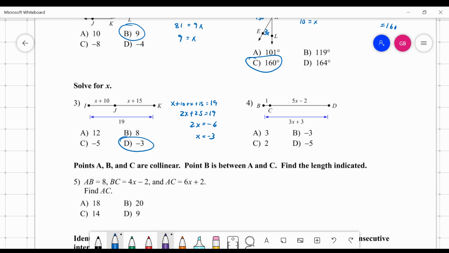Okay, similarly for number 4, 1 plus 5x minus 2 is equal to 3x plus 3. So 5x minus 1 is equal to 3x plus 3. Subtract 3x from both sides. Add 1 to both sides. And divide by 2. So x.